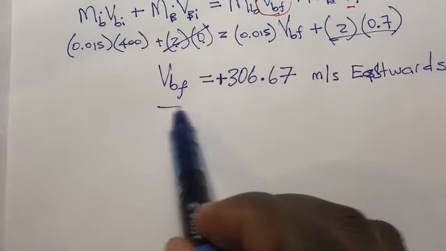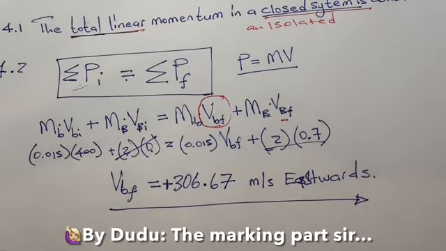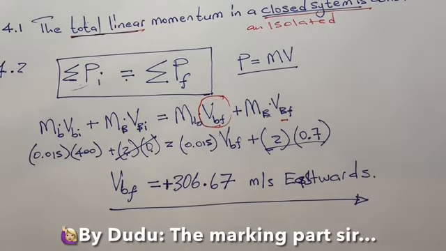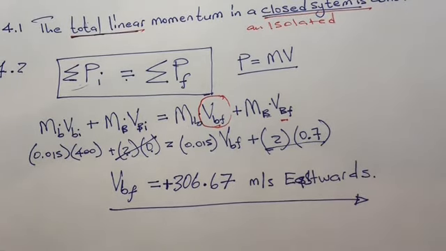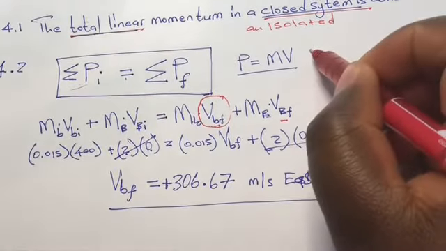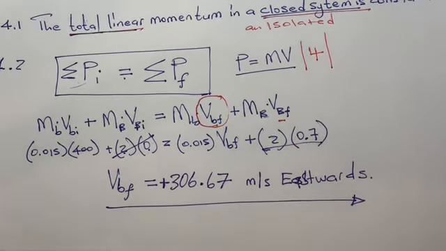So in that way, guys, we are done with this question. And of course, I won't miss that part that you've been waiting for. Let's see. This question is allocated, let me see on the question paper, 4 marks. It's allocated 4 marks. So I'll just quickly show you how we mark this question.